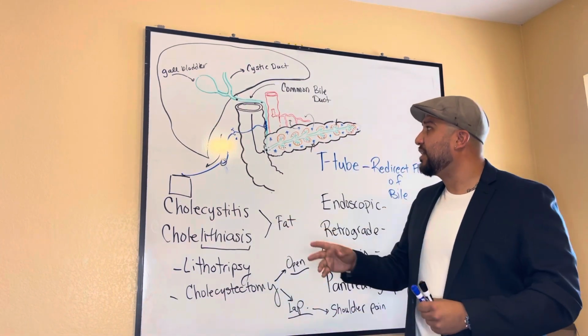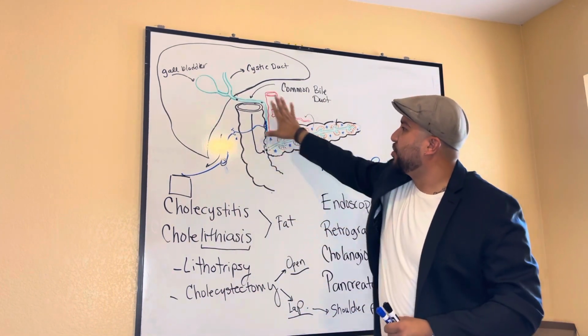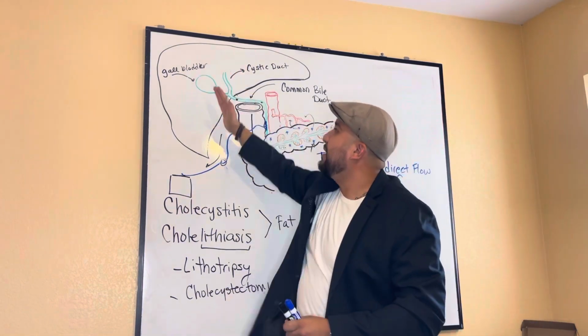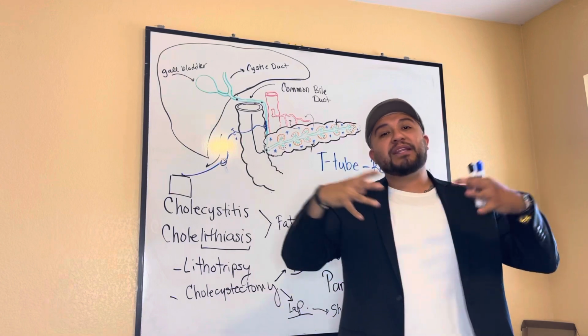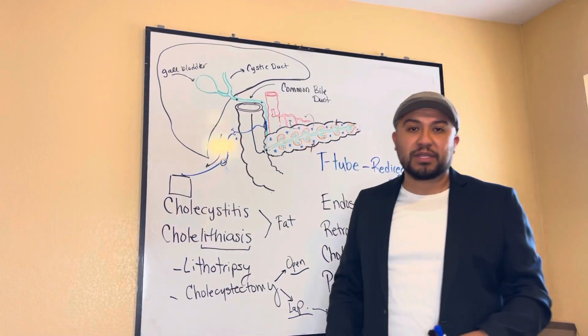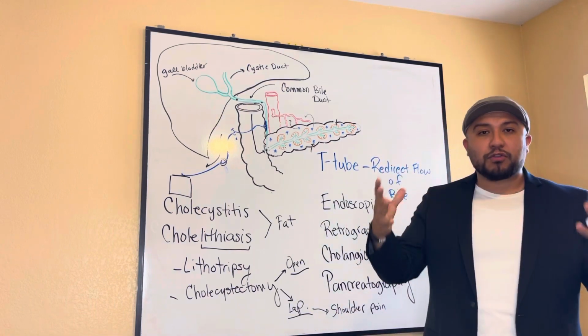Another thing you guys need to understand: if there's some type of obstruction in the gallbladder tubes, in the tubing, well, the bile is going to start backing up. This will increase the backing up of that bilirubin into the bloodstream, and the patient is going to start developing jaundice, icterus. So those are all clinical manifestations.